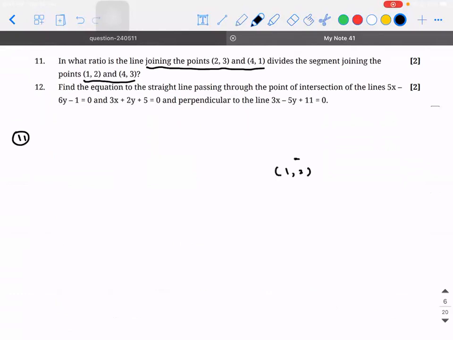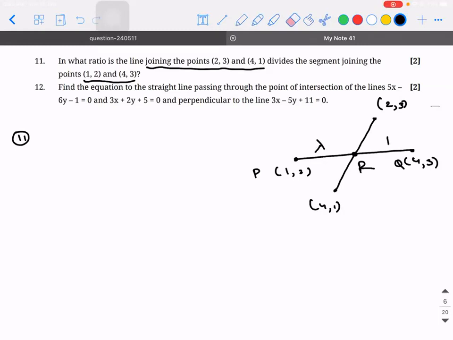Take (1, 2) and (4, 3). There is another line passing through (2, 3) and (4, 1). They pass like this. Let's say it is intersecting this one at R. Let this segment be PQ. You need to find the value of lambda, that is m is to n, which I'll call k is to 1. So how to find it, guys?